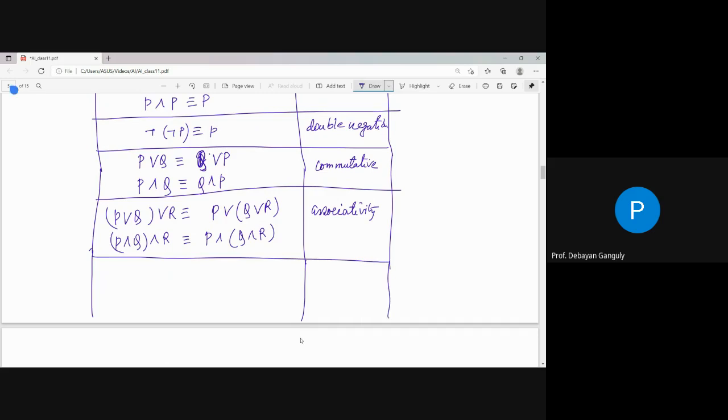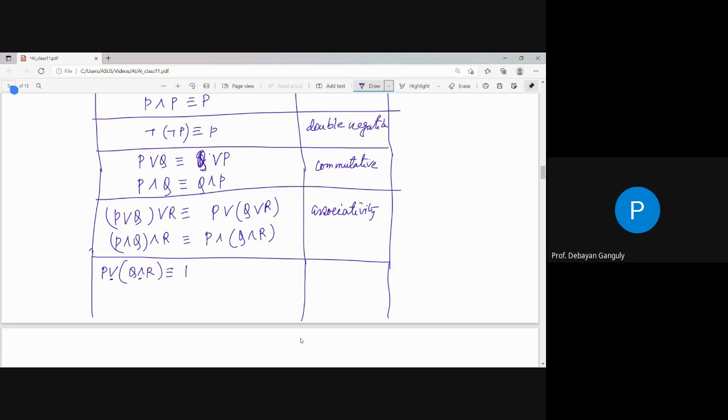And otherwise, one of the other properties is called the distributive property. If this is P or, and inside there is Q and R, you just see that this is OR and this is AND, then you can write it like that. That means this particular operator is distributive over the other.